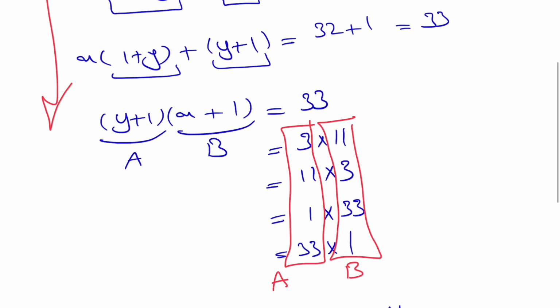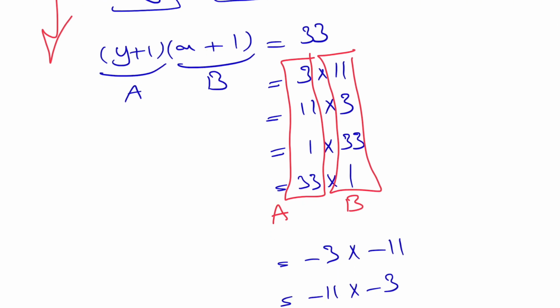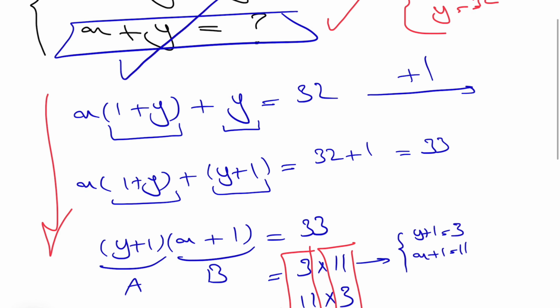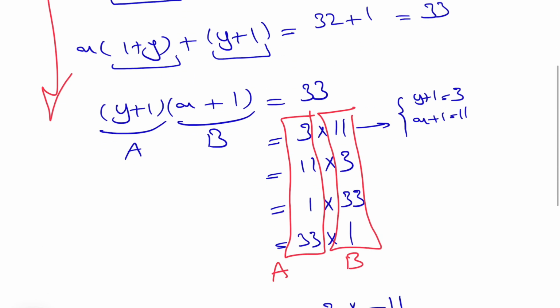So now we have the pairs that give us that a times b multiplication, and let's see what happens. Let's start with the first option. What does that mean? That means that y plus 1 is 3 and x plus 1 is 11, and what we are interested in from the question is x plus y. If we just add these two together, we'll have x plus y plus 2. On the other side, we'll have 11 plus 3, which is 14. So x plus y will be 12.